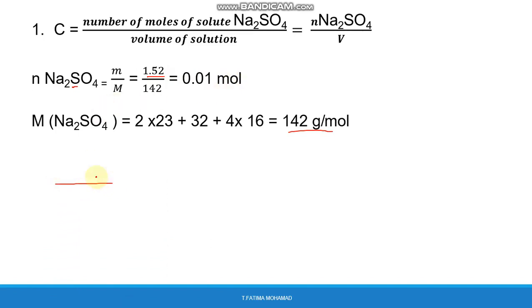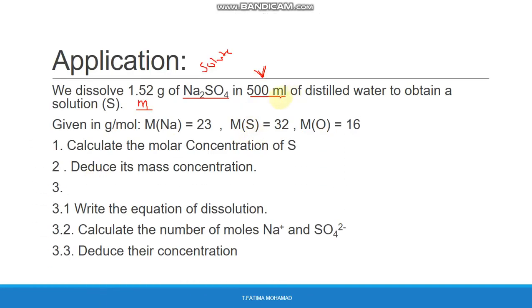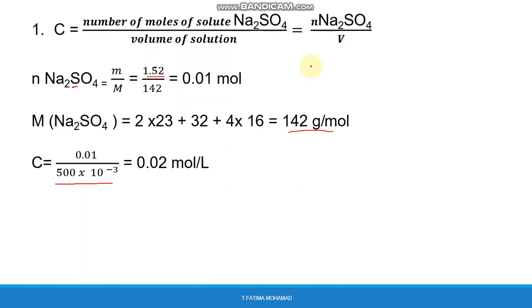Why 500 times 10 power minus 3? Because the volume is in milliliters, and we know that the volume should be in liters. The SI unit of volume is liters. So we multiply the milliliters times 10 power minus 3, which equals 0.02 mole per liter. So the molar concentration of Na2SO4 is equal to 0.02 mole per liter.